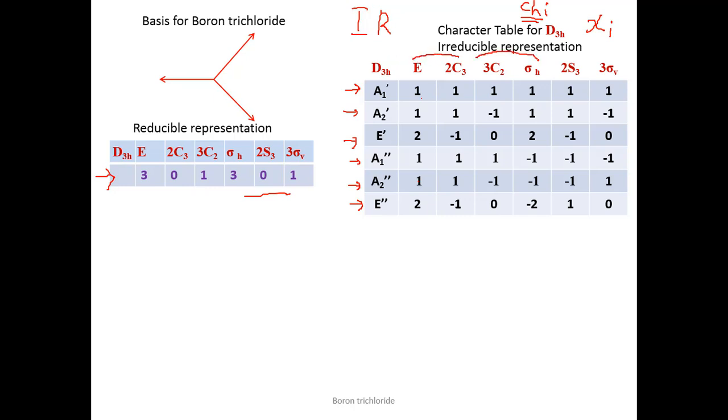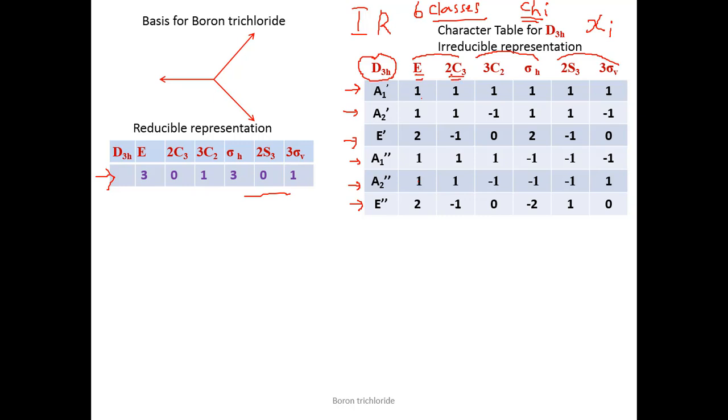2, 2 plus 2, 6. Leave this. This is the point group. These 6 columns are known as classes of irreducible representation. So there are 6 classes, and inside this class there is only one operation.